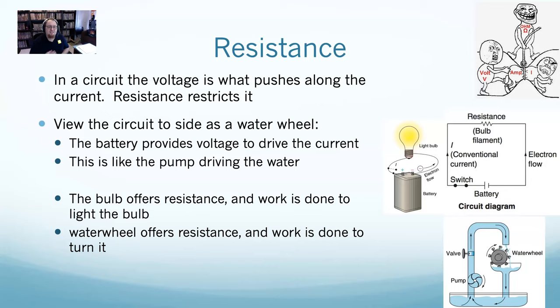And because it has resistance, it does work. Because it has resistance, it creates heat and light. In my water wheel idea, this would be the valve. If I close the valve, I can restrict the flow. A resistor restricts the flow, just like this valve restricts the flow. Here, how much flow there is will be how fast the wheel spins. In the light bulb, how much flow there is will be how the bulb glows.